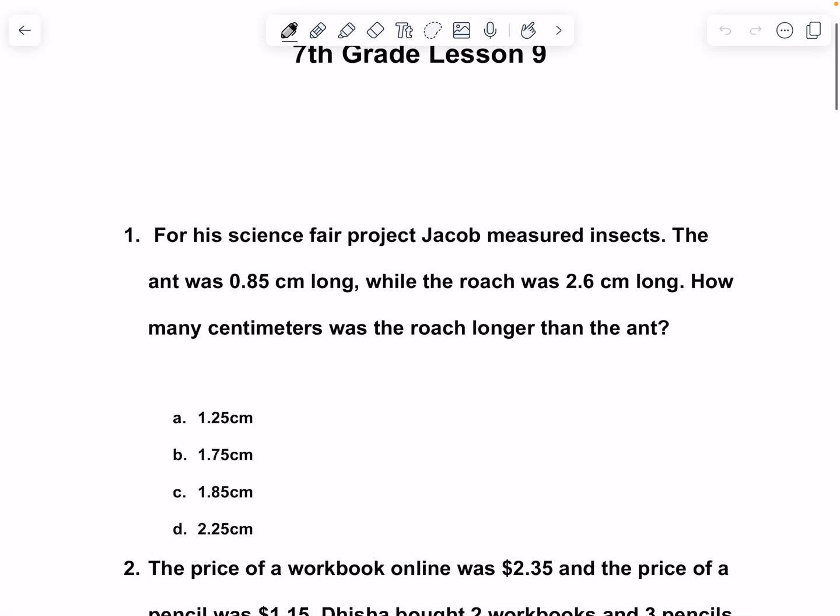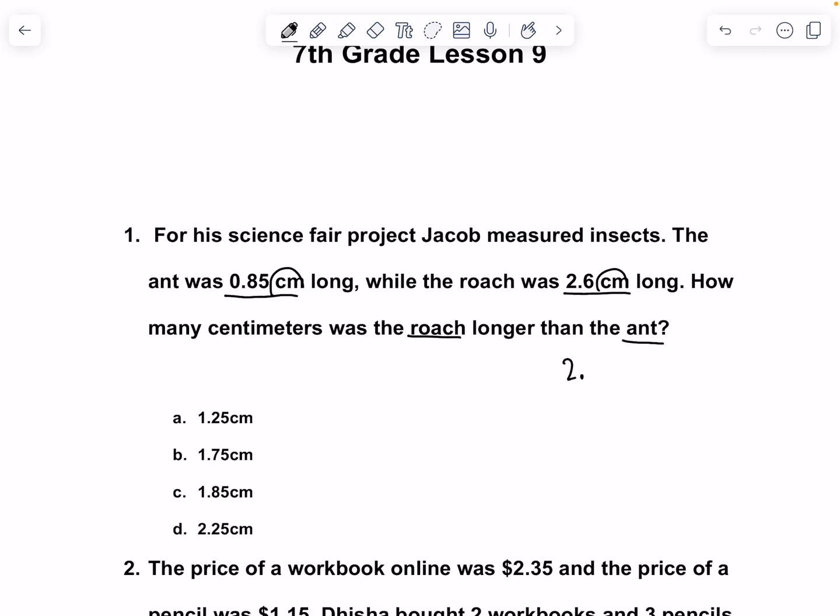So the first question says, for his science fair project, Jacob measured insects. The ant was 0.85 centimeters long, while the roach was 2.6 centimeters long. How many centimeters was the roach longer than the ant? So this would mean you subtract. First, they're both centimeters, which means we can subtract them. We don't have to convert the measurements. And then it says how much longer is the roach than the ant, which means we'd subtract.